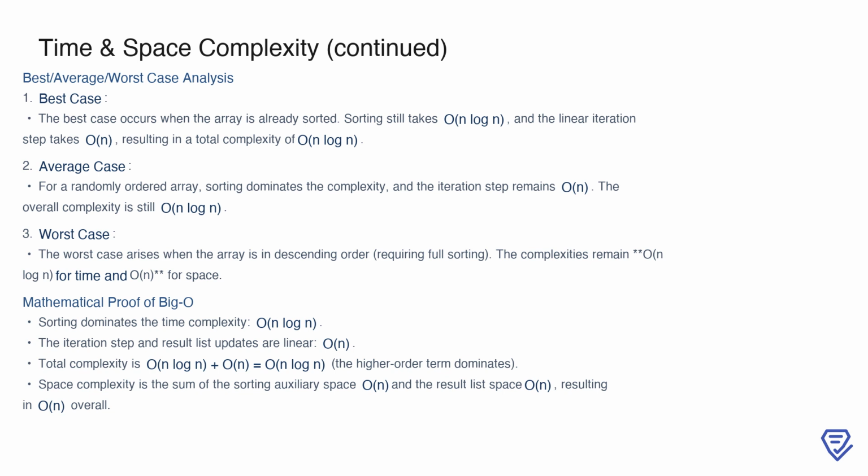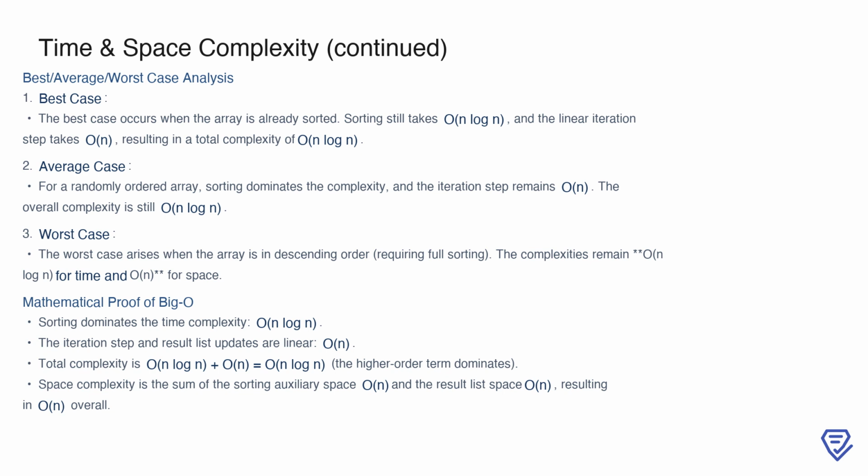For the average case, where the array is randomly ordered, sorting continues to dominate the complexity, contributing O(n log n), and the iteration step remains O(n). The overall complexity is still O(n log n). In the worst case, the array is in descending order, requiring a full sorting operation. Even in this scenario, the time complexity remains O(n log n) for sorting and O(n) for the iteration step, with the total time complexity dominated by the higher order term, O(n log n).